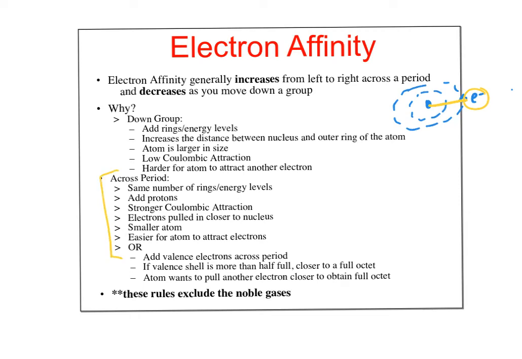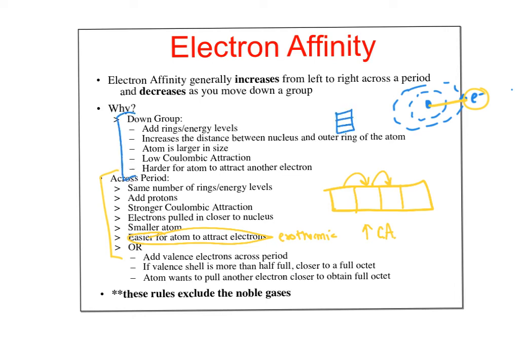So same idea, if we go across a period, right? As we go across, we have the same number of rings, but we keep adding protons. What does that do? That adds Coulombic attraction, which means it's easier for the atom to attract an electron. So this would be exothermic. But again, you're just able to tell me, yes, this nucleus would attract that electron. As we go down the group, we start to add rings, so we get bigger and fatter. More distance means less Coulombic attraction, means it's harder for the atom to attract that electron. It is endothermic. We have to actually force the electron in.